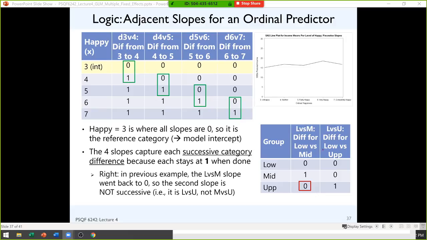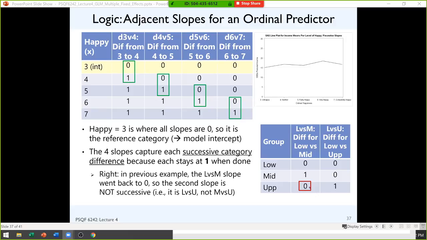In this 3-group example, we had low as the reference for the model. The first contrast was low versus medium, and the second contrast was low versus upper. The reason that these contrasts mean what they do is because of this 0 here in the upper group in the first variable. The first variable distinguishes mid from lower and upper put together. The second variable then picks up and distinguishes lower from upper. So each of these contrasts represents the difference of low versus each other one.